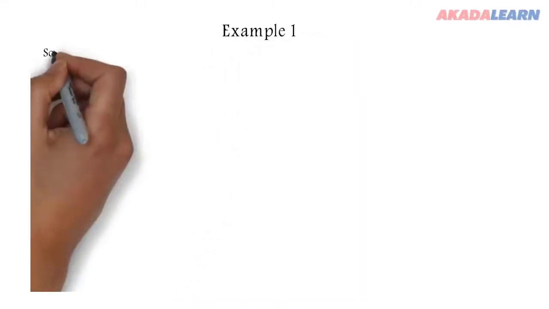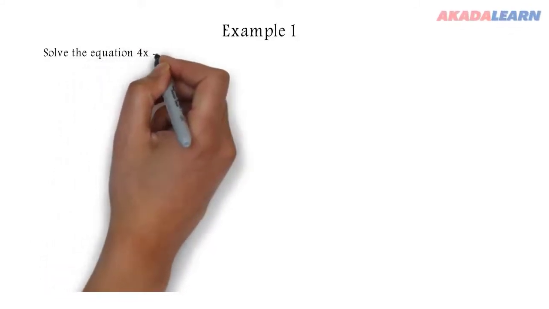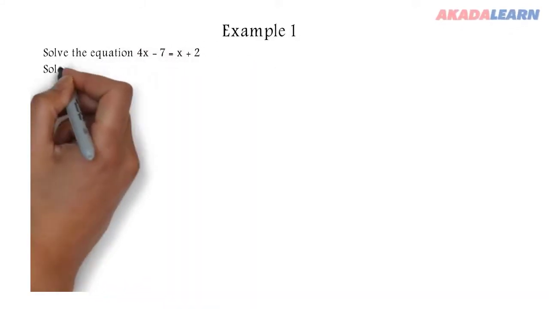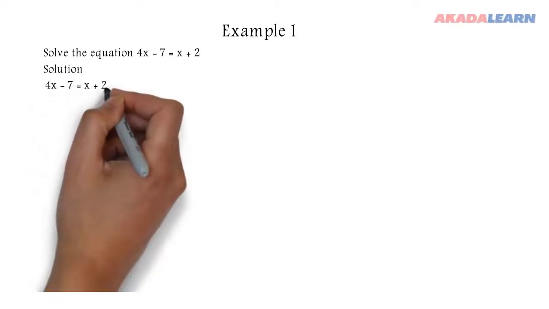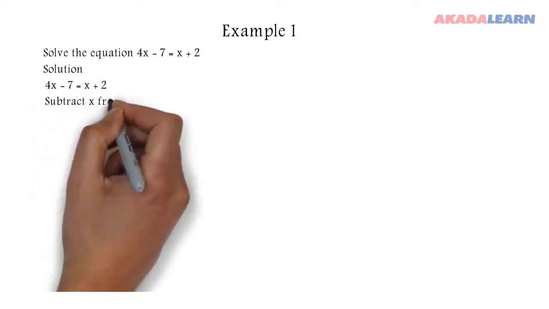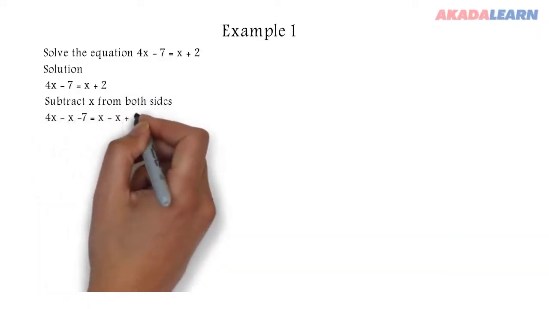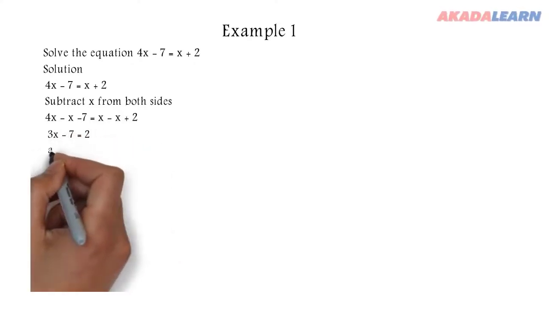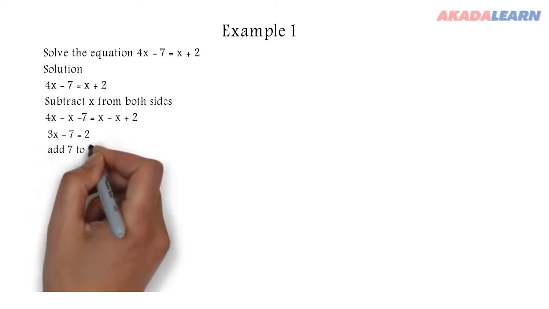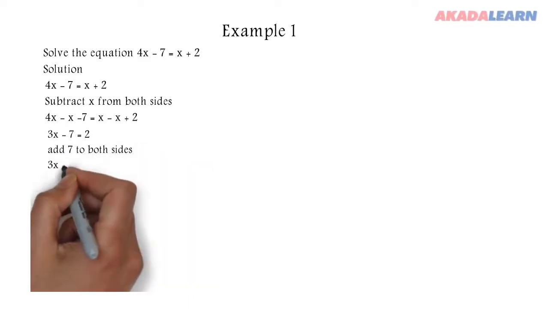Example 1, we're asked to solve the equation 4x minus 7 equals x plus 2. So let's see how to do that. We just simply collect like terms. First, we subtract x from both sides of the equation. We simplify. We have 3x minus 7 equals 2. Now we add 7 to both sides of the equation so that 3x can stand alone.